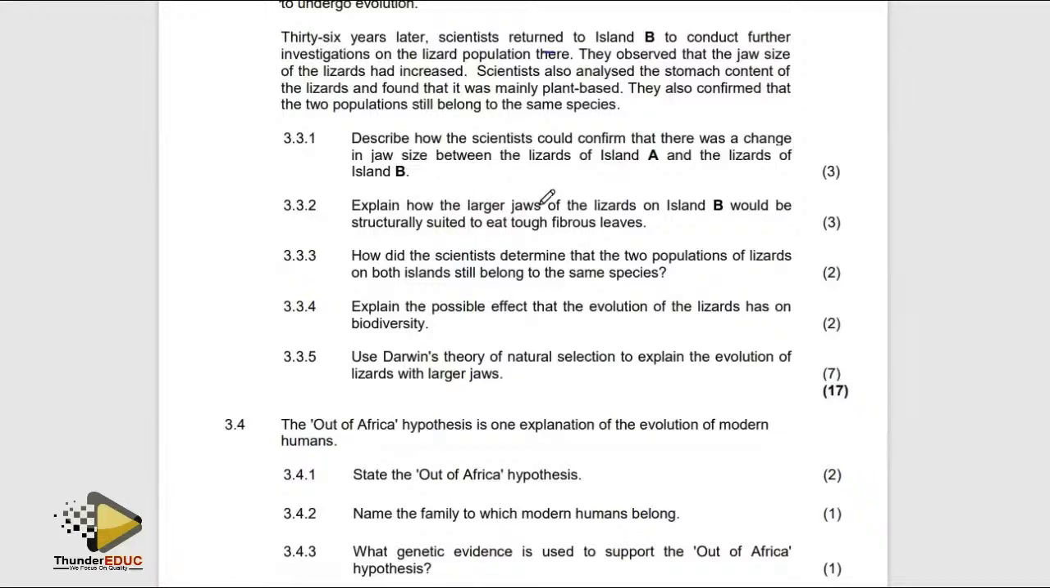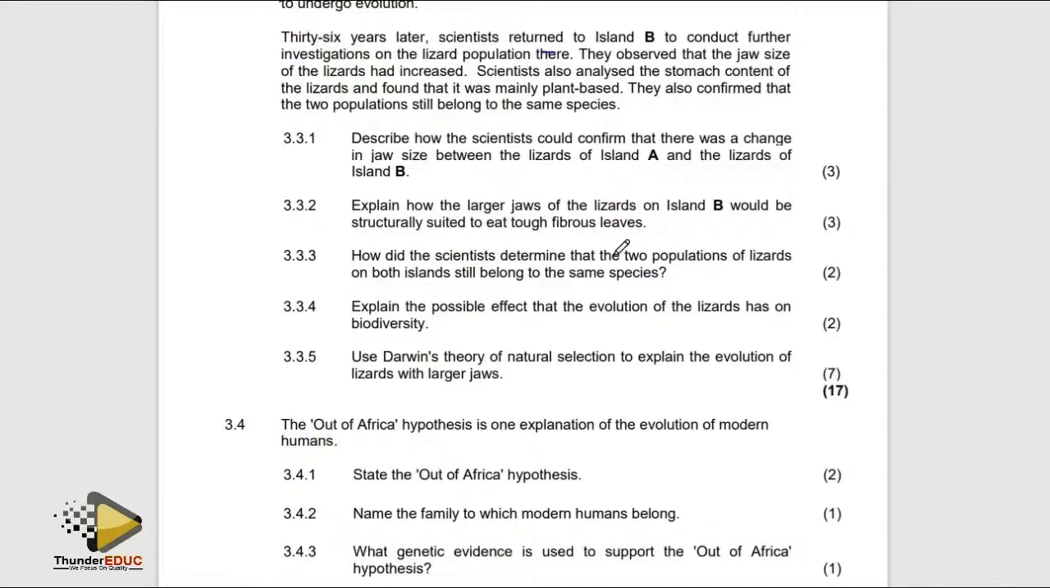Then, explain how the large jaw of the lizards on island B would be structurally suited to eat the tough fibrous leaves. Yeah, this could be about the jaws being strong, meaning that the muscles are strong enough, and also the teeth, so that they can have a strong bite and chew that food. It means that the muscles must be strong, so that the force of grip is high, and then they are able to chew this kind of food.